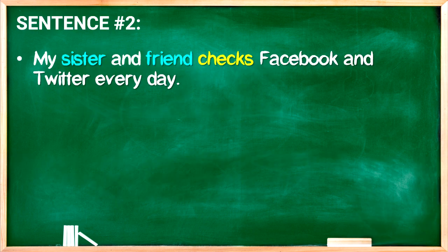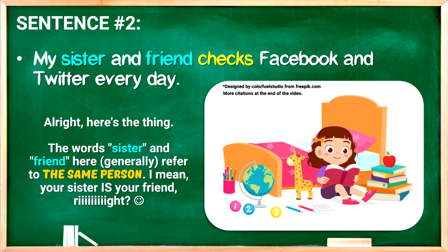Let's go to sentence number 2. My sister and friend checks Facebook and Twitter every day. Alright, here's the thing. The words sister and friend here generally refer to the same person. I mean, your sister is your friend, right?